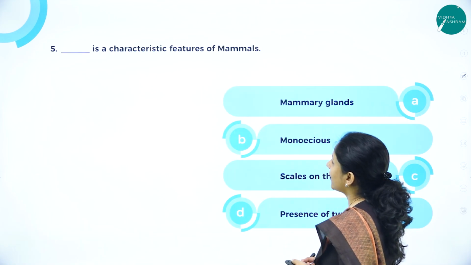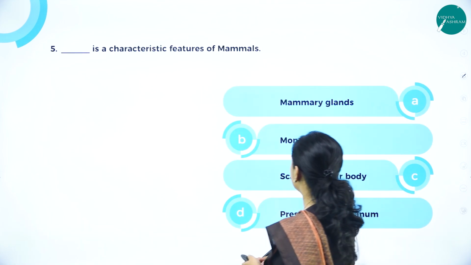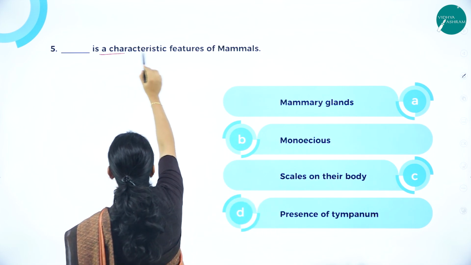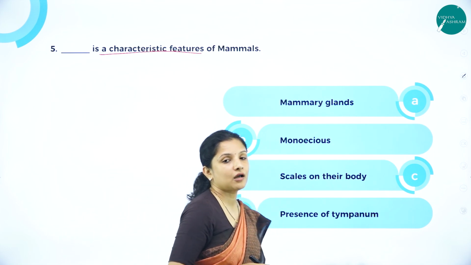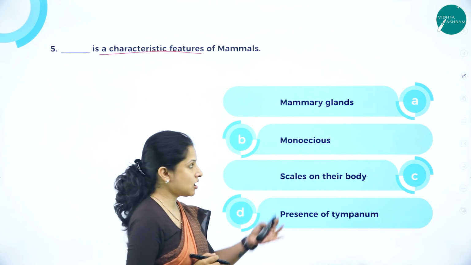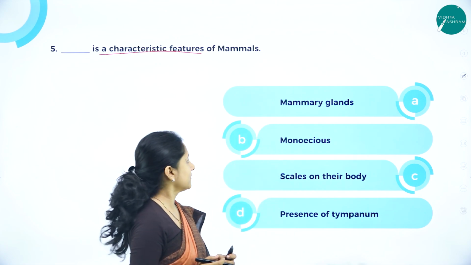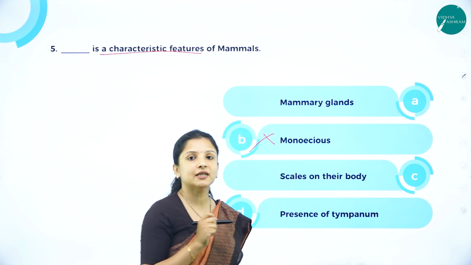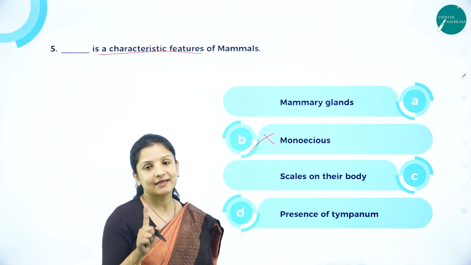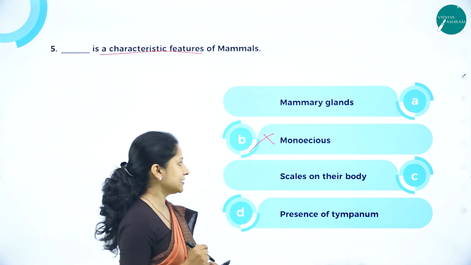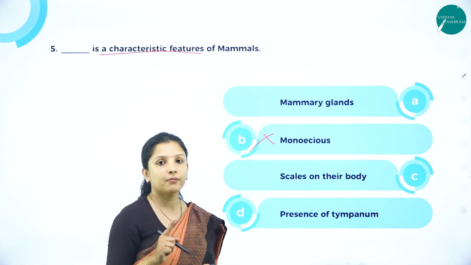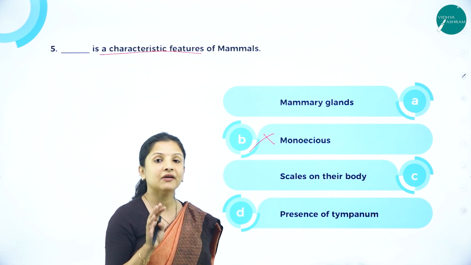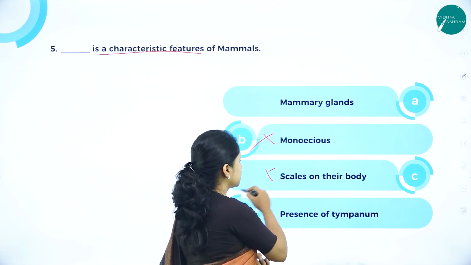Next question. Dash is the characteristic feature of mammals. Now I have to find out which is a characteristic feature out of the 4 options that are given. Mammary glands, monoecious. Monoecious, no, because mammals are dioecious. The sexes are separate. Male is separate, female is separate. Scales on their body, no, mammals do not have scales on their body. They have hairs on the body. So therefore this is also wrong.